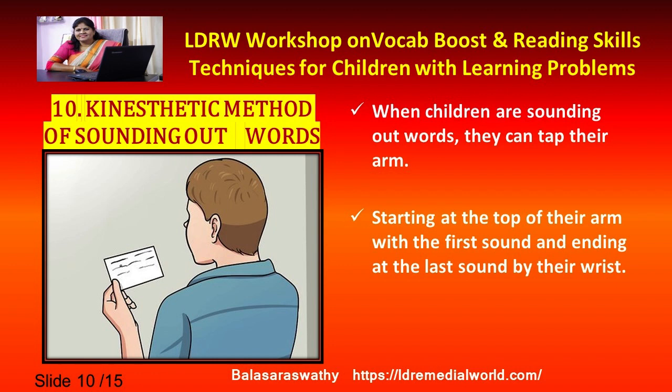For example, if the word is cat, I am taking a simple word. The learner or the child can tap their head for K sound, clap the hand for A sound, and stomp their feet for the T sound. So head, clap and tap. This kind of motion of the body and the letter helps the child to learn it faster.